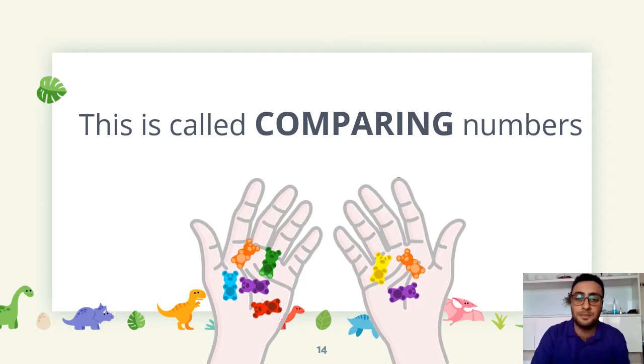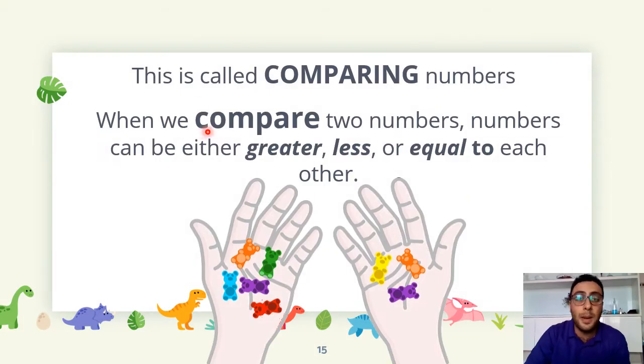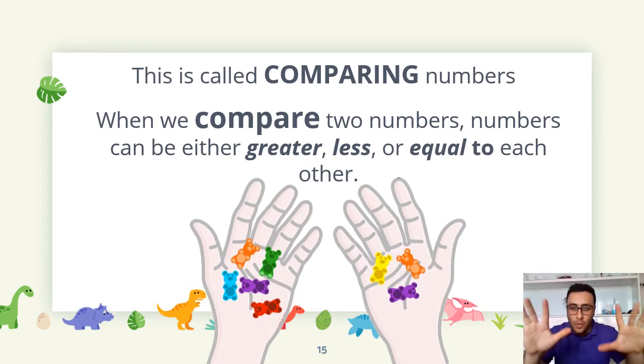Okay? So, when we compare two numbers, let's say 10 and 5, numbers can be either greater, it means bigger, less, it means smaller, or equal to. Equal to means same, mangan, same. Equal to, for example, 5 and 5. Okay? We will learn more, okay? If you don't understand, it's okay. Don't worry. I'm gonna teach you.